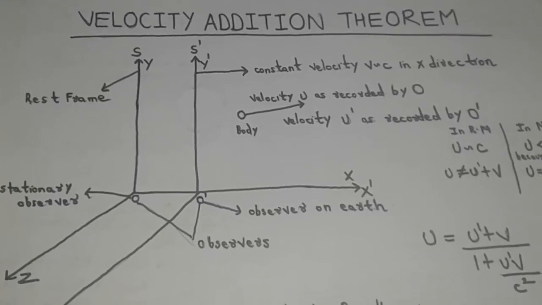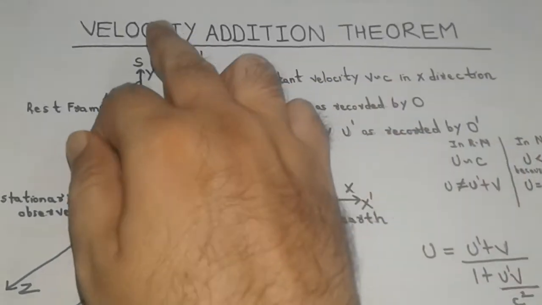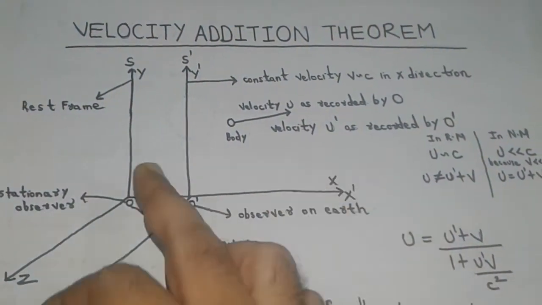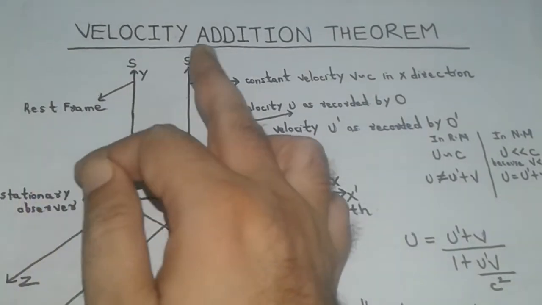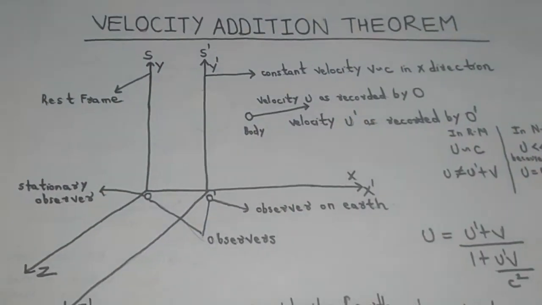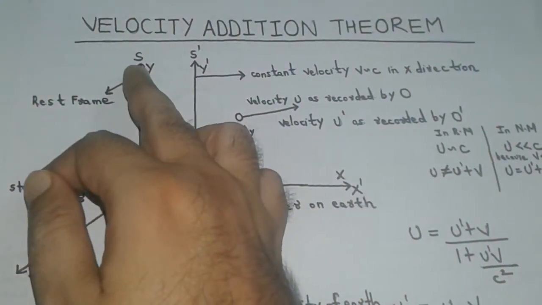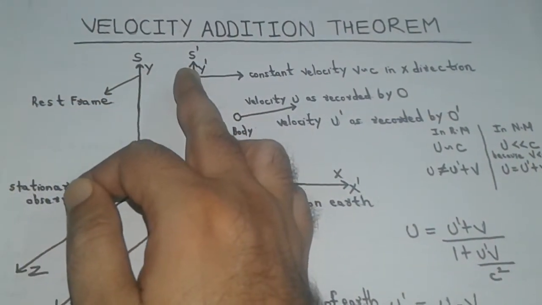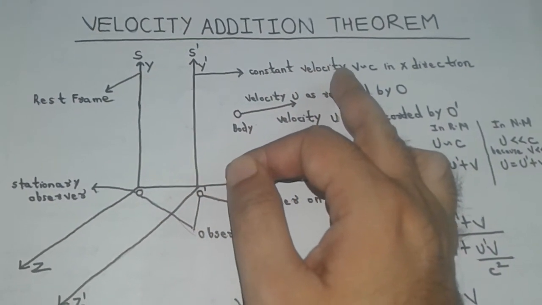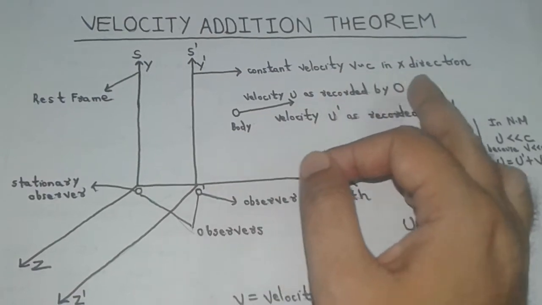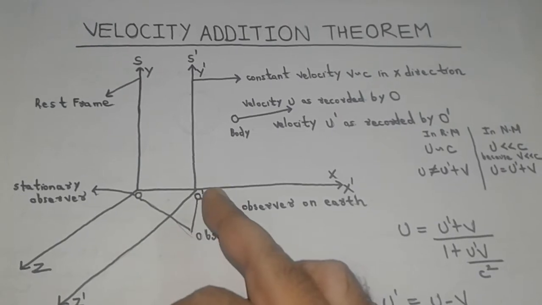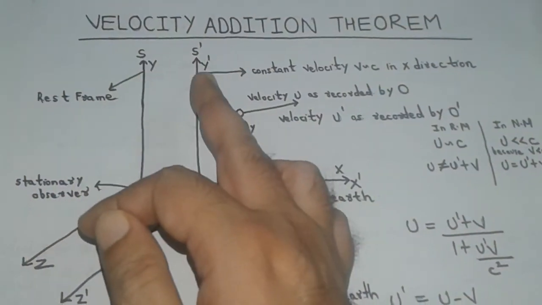So students, in this video we will discuss velocity addition theorem. Let us consider two inertial frames S and S dash which are not under the influence of any external force. Let frame S be a rest frame and frame S dash be moving with constant velocity v, which is very high, comparable to velocity of light, in x direction. Let O and O dash be two observers in frame S and S dash respectively.